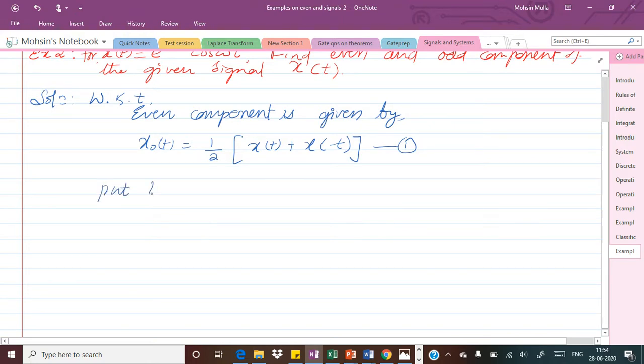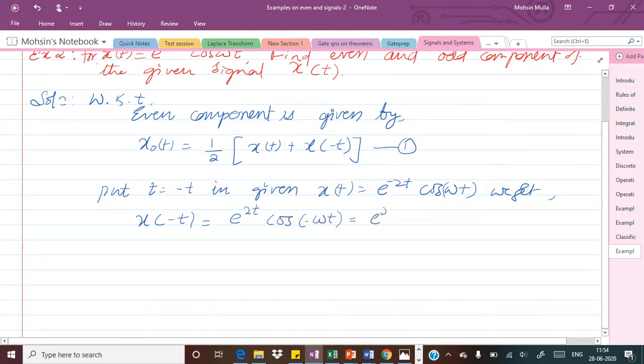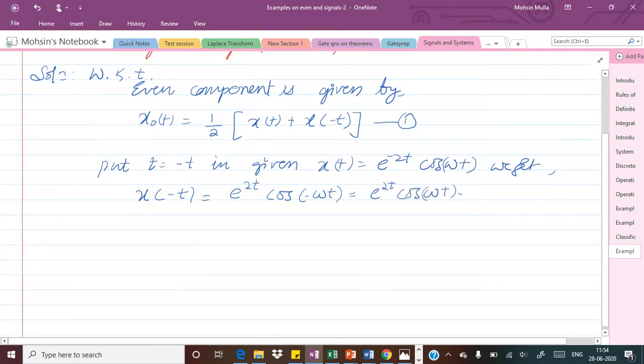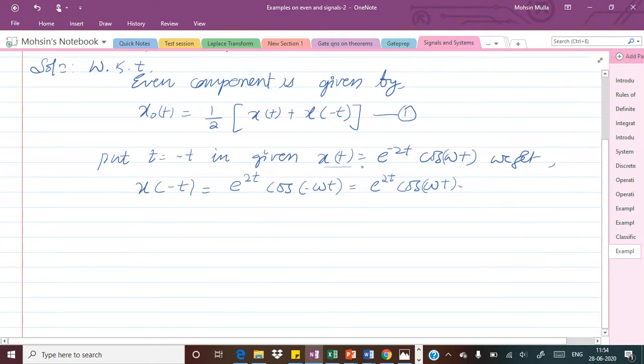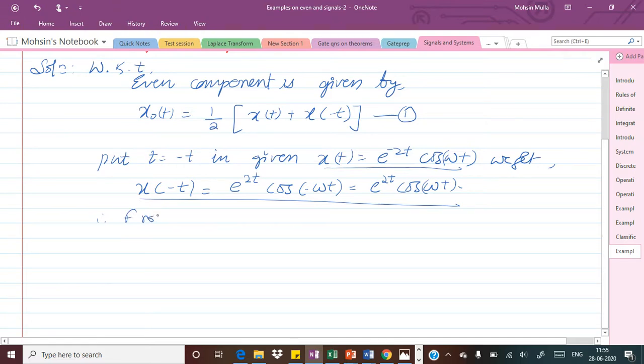Put t equal to minus t in the given x of t equal to e raised to minus 2t cos omega t. We get x of minus t, so e raised to minus 2t will become e raised to plus 2t, and cos of minus omega t, but cos of minus omega t is also cos omega t, therefore we can write it as just cos omega t. So this is x of minus t, and x of t is this. Now we can substitute in equation 1.